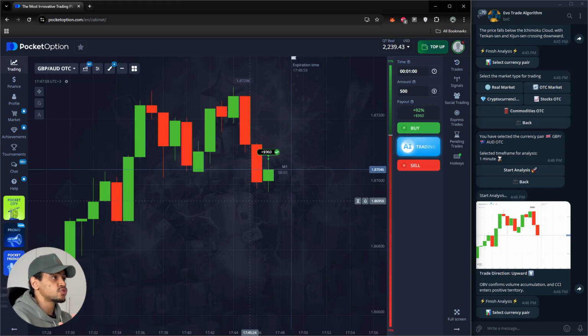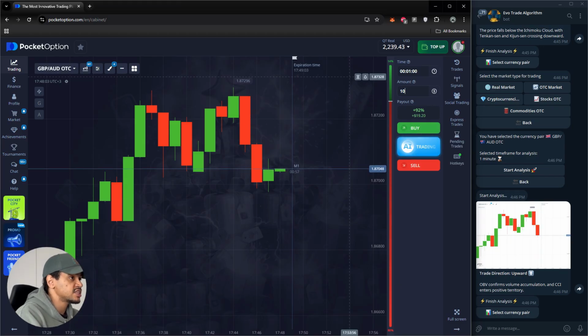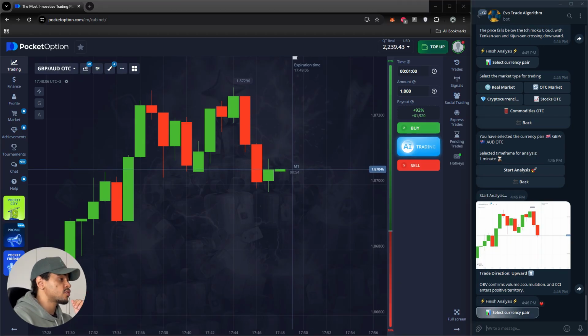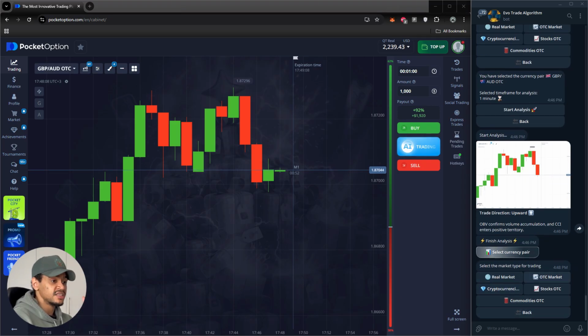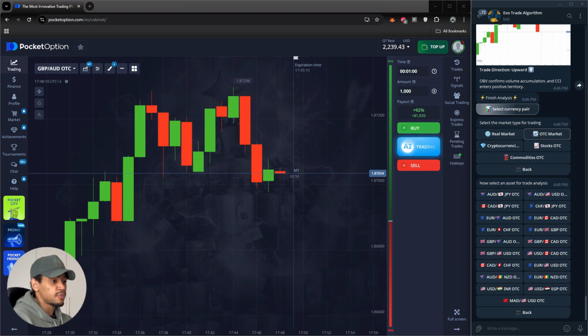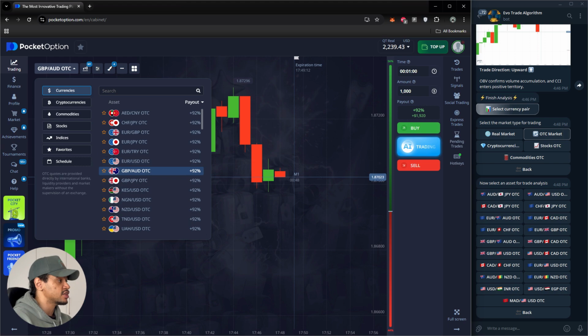Starting at $800, we're at 2.2K, and that's how it's done. And let's do one more trade here with EVO trade algorithm, and then we're going to see what we have in Nexus Vision and see what type of automation is actually available inside of there.